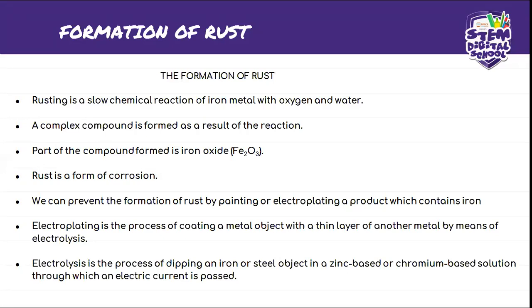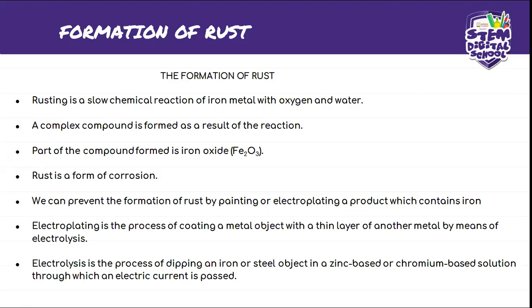Okay. And then we said rusting is a slow chemical reaction of iron metal with oxygen and water. And then we said a complex compound is formed as a result of what? The reaction. And what reaction are we talking about here? We are talking about iron metal reacting with oxygen and water. And then we said the part of the compound that is formed is called iron oxide.